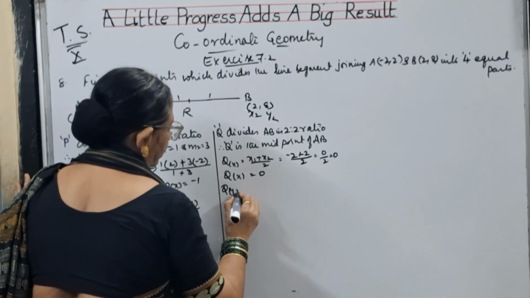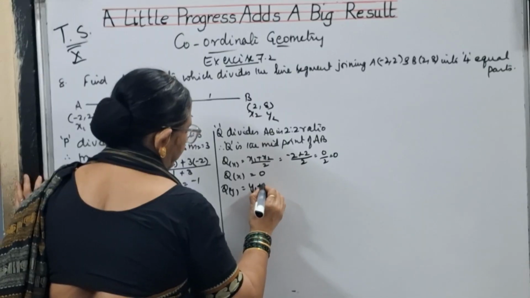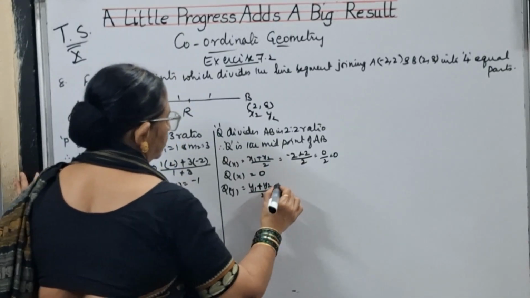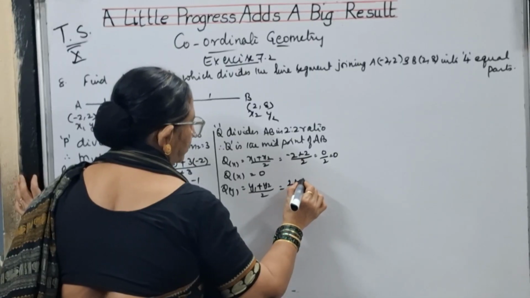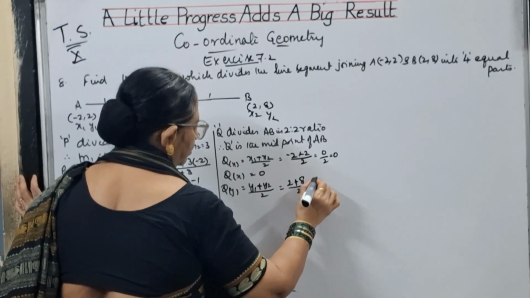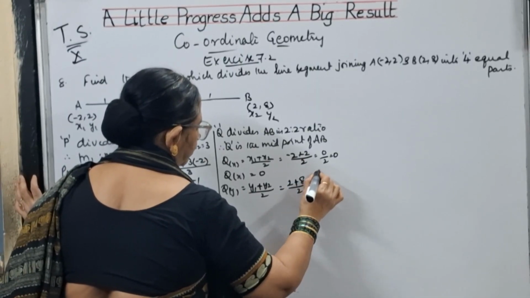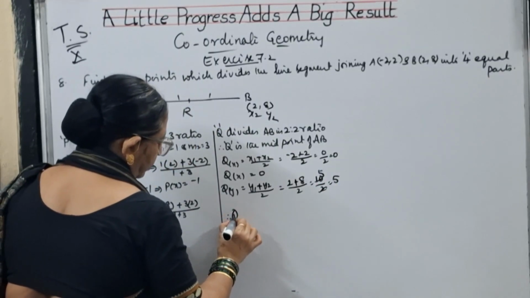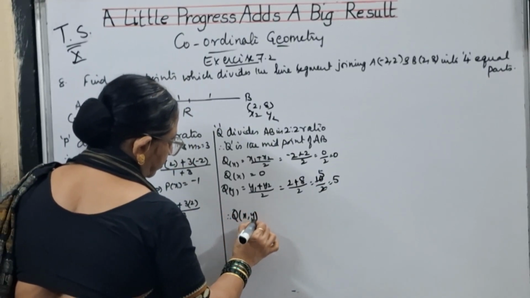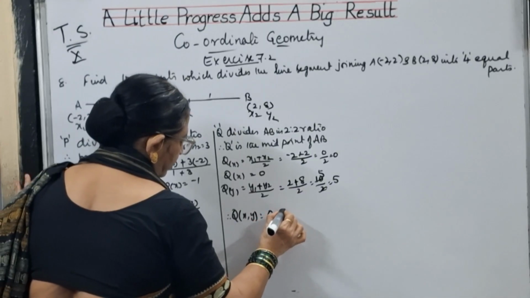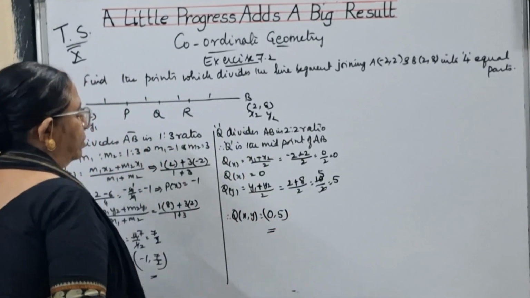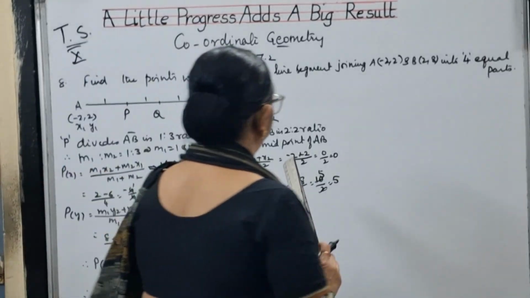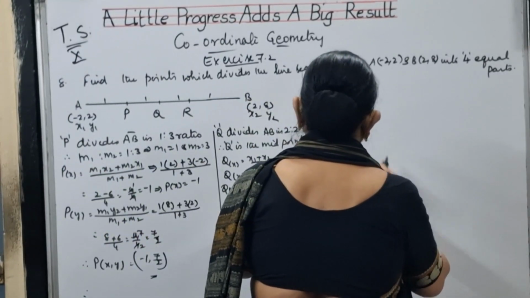Q of y, (y1 plus y2) by 2. What is y1? 2, plus y2 is 8, by 2. 10 by 2, that is equal to 5. Therefore, Q of x comma y is equal to (0, 5). So this is the second bit. Q coordinates we have got. Now we have to go for R coordinates.